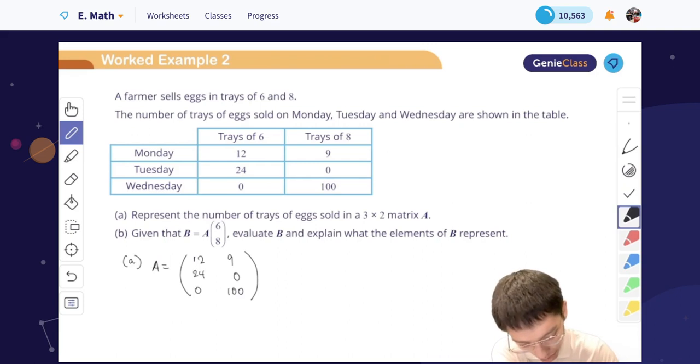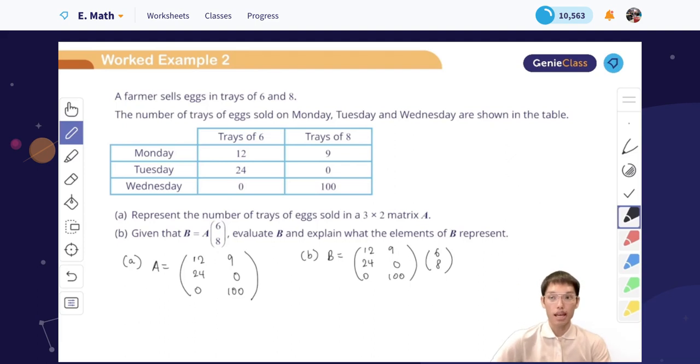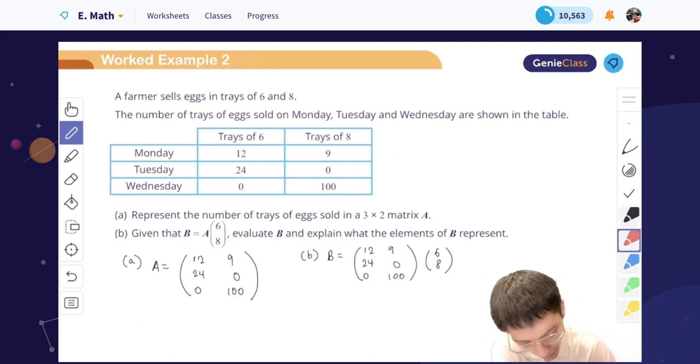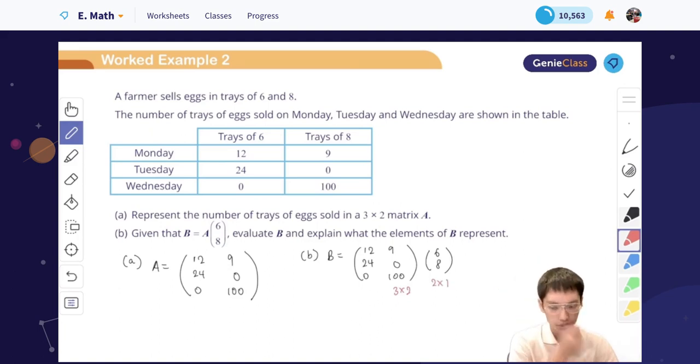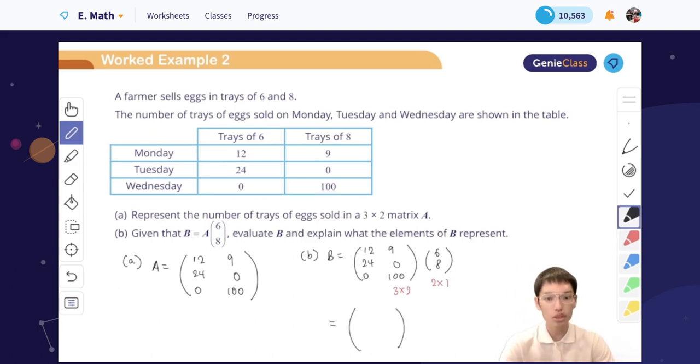Now, evaluate B. B is just matrix multiplying. So I have my A over here: 12, 9; 24, 0; 0, 100. This is multiplied by 6 and 8. Now, what do they represent? So take a look over here, 3x2. The other one is 2x1. So what are you going to get? You're going to get, again, follow the matrix multiply. This time I'll not do the steps. Follow the same notion. You should get the entries of, in this case, 144, 144, and 800.